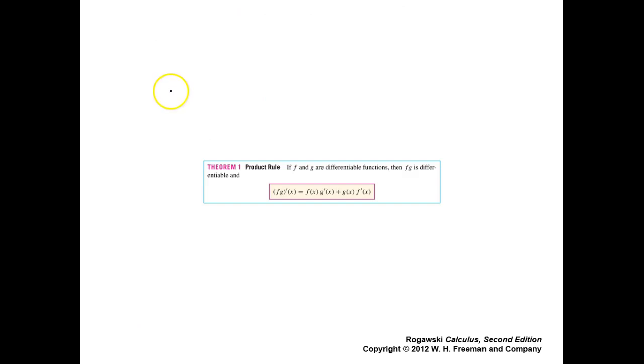Okay. Example 2. Find the derivative of y is equal to 2 plus x to the minus 1 times x to the 3 halves plus 1. Okay? So what we want is y prime. Let's use the product rule first, and then we'll see if the other way will be easier. Product rule first. How does that go?